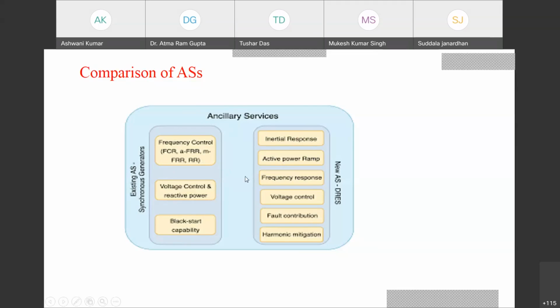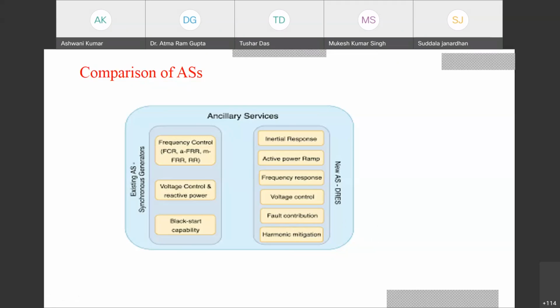We have frequency response similar to here. But the frequency response, in comparison with the frequency control with primary, secondary, and tertiary regulation, will be slightly different for the DRES market. Voltage control service is almost similar, but the volume of the requirement will change. Fault ride-through capability and fault contribution, because of distributed energy sources and the power electronic interface, need to be determined, and how this will be mitigated very fast by the power electronic interface will be one more ancillary service. Harmonic mitigation, as I told you, because nonlinear loads are increasing day by day in a distribution system with power electronic interfaces and nonlinear devices.